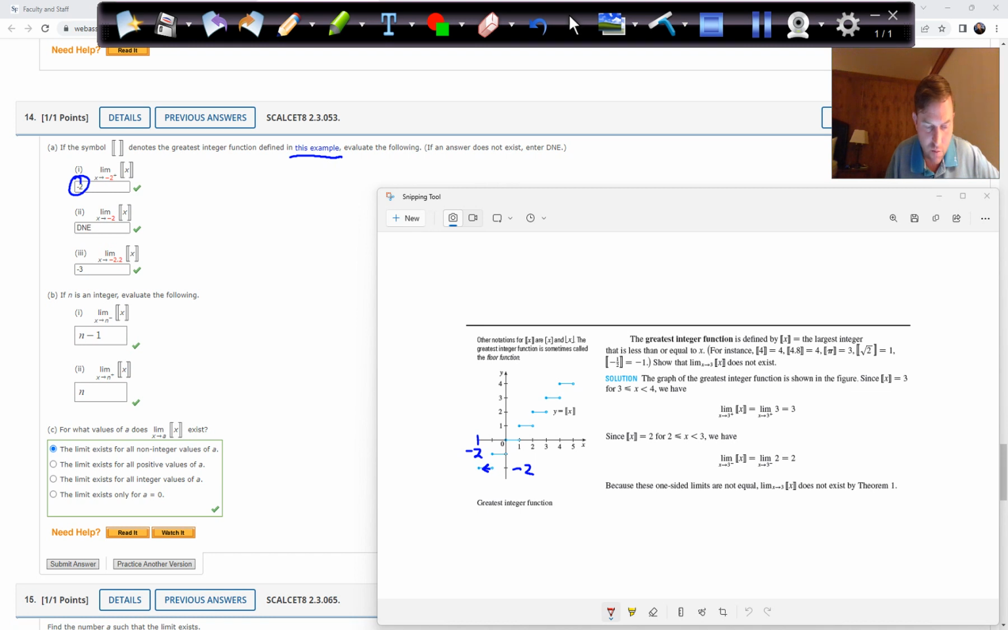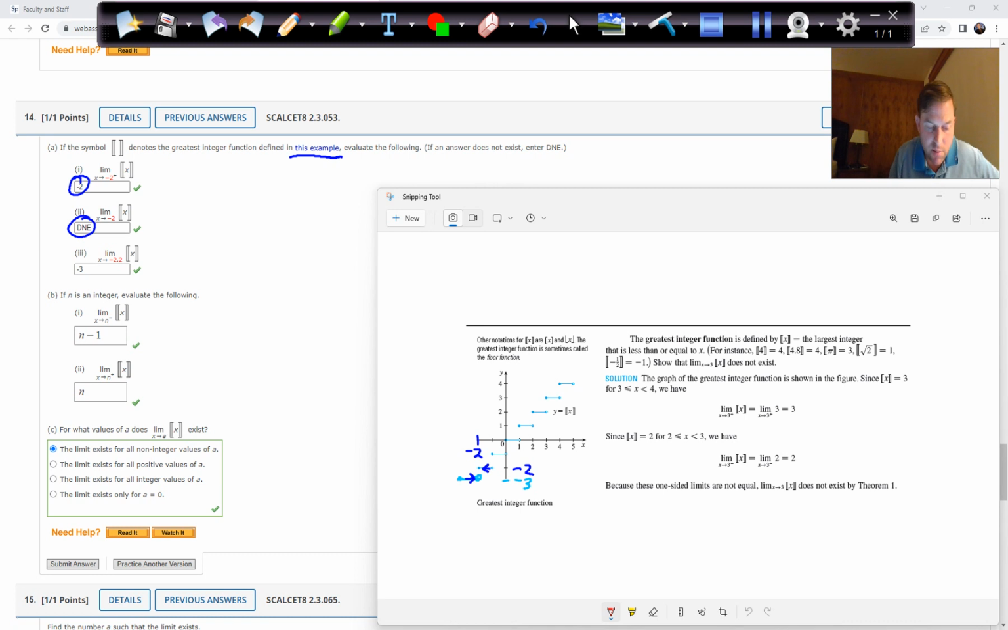Then it says, what happens if you're approaching -2 from, this has no direction, so from either side? Well, it's hard to see. Let me see if I can fill it in. There's another line that looks like this. And that's at -3. So from the right, I'm approaching -2, but from the left, to stay on this line, I'm approaching -3. So in the step function, I'm approaching two different things, so there's a gap, and the limit does not exist.